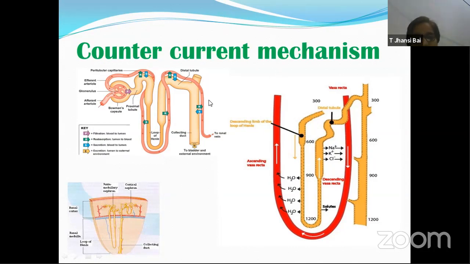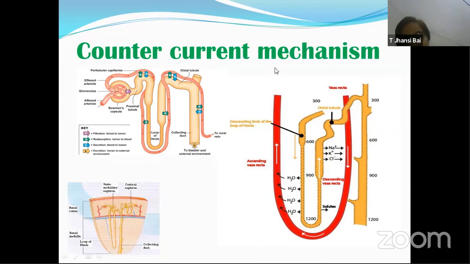Here in the initial stages, in the proximal convoluted tubule, water reabsorption does take place, but not by 100%. So part of that absorption takes place over here. So this is the first counter current mechanism, one of the steps that we spoke about.